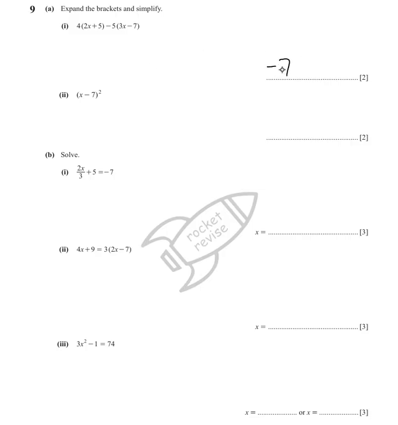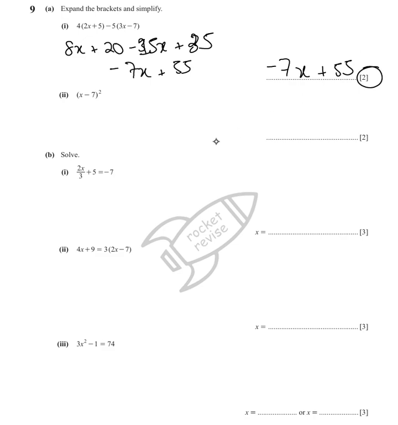Minus 7x plus 55. Okay. 8x plus 20 minus minus 15x plus 35. What's wrong? This will be 8x minus 15x. Yeah, minus 7x plus 55. Okay, that's correct. You got 2 out of 2.